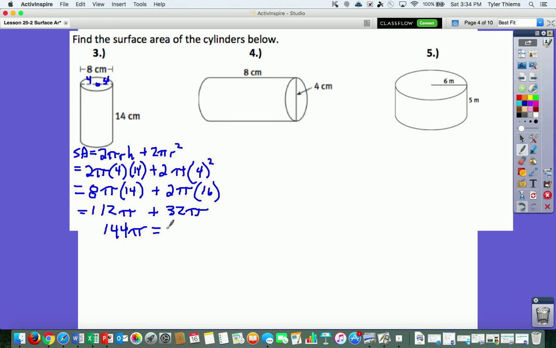So if you wanted to multiply this pi times 3.14, you would get your answer of 452.16, and this is centimeters squared. So that would technically be your final answer as a decimal. That's a lot of work. Make sure you're showing all of this work on every problem. Go ahead and press pause, and I want you to do 4 and 5 on your own, please. Press pause and do 4 and 5.